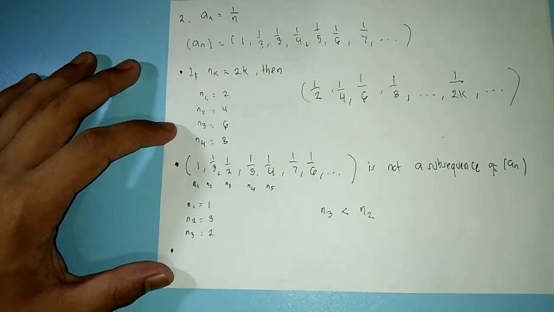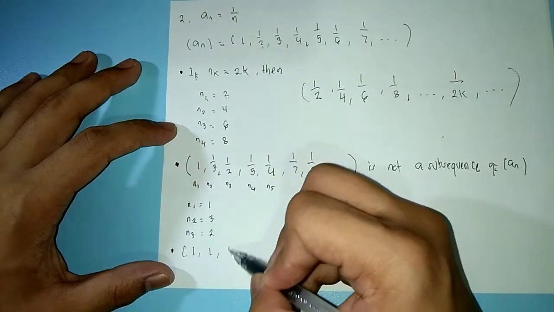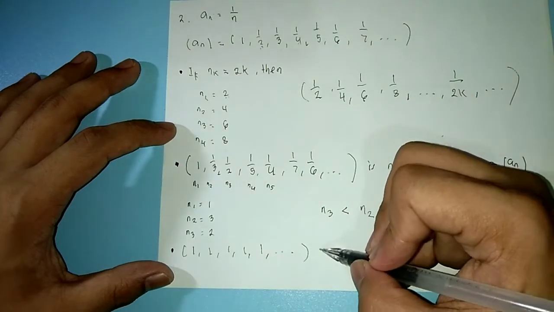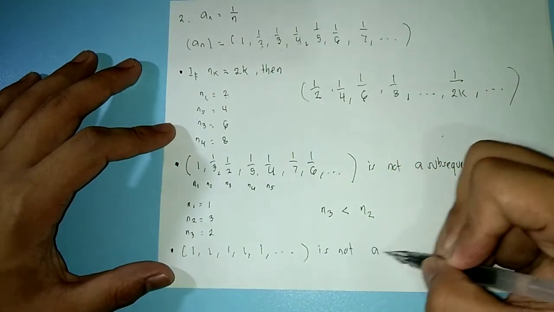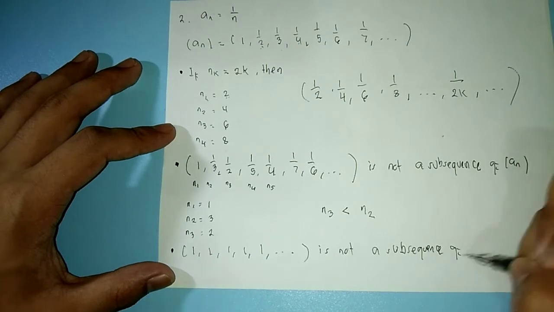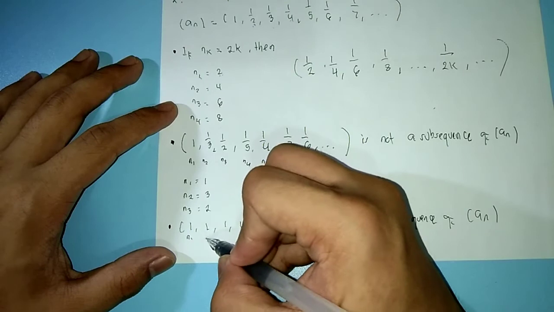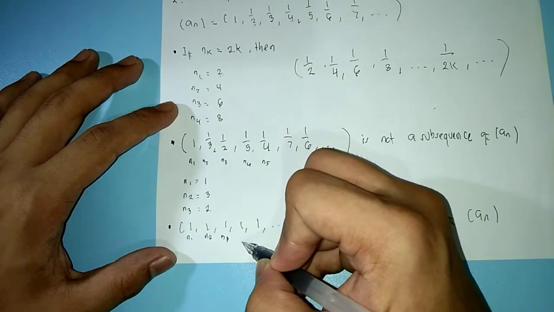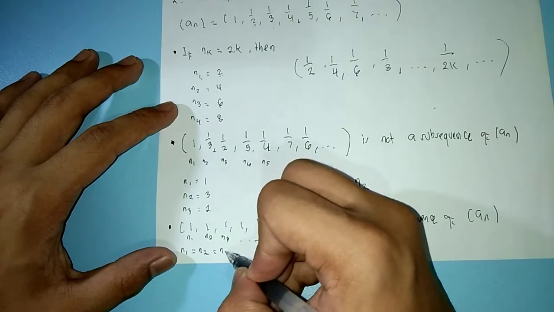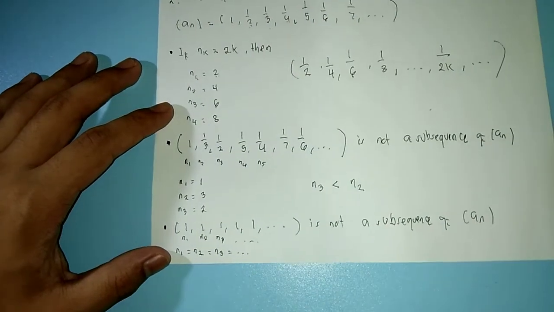So, another one, halimbawa, meron tayong 1, 1, 1, 1, 1, and so on. Okay? So, again, this is not a subsequence of A sub n. Bakit? Ito yung n sub 1 natin, n sub 2, n sub 3, and so on. As you can see, n sub 1 ay equal sa n sub 2, equal sa n sub 3, equal sa, and so on, n sub k.